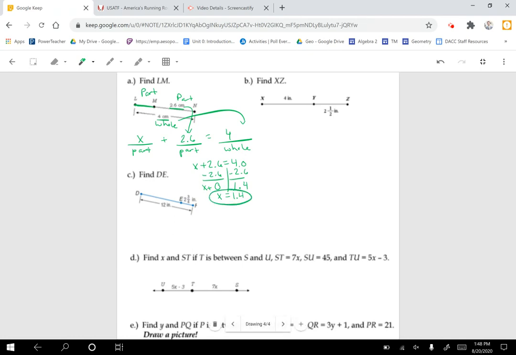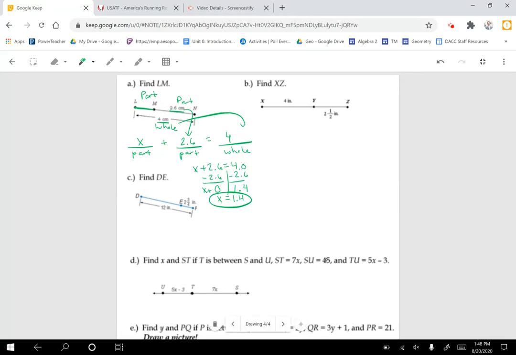Now, if I want to go back and see if this makes sense, I can say that my part is 1.4. And if I add part of 1.4 plus 2.6, I do in fact get 4. So I want to say LM equals 1.4. And notice when I'm writing this, I'm not putting the line on top because this is the measure, the calculated value. Okay, so that's the idea.